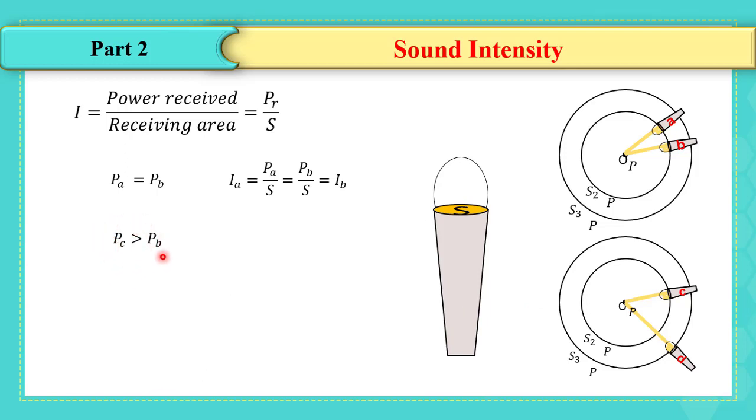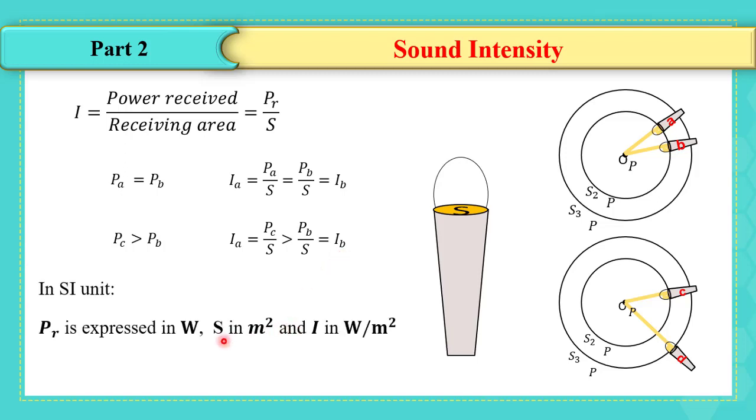Then P of C is greater than P of D, and I of C, which is equal to P of C over S, is greater than P of D over S, which is equal to I of D. Again, this result is in agreement with experience, and this magnitude succeeds once again in explaining the phenomenon.